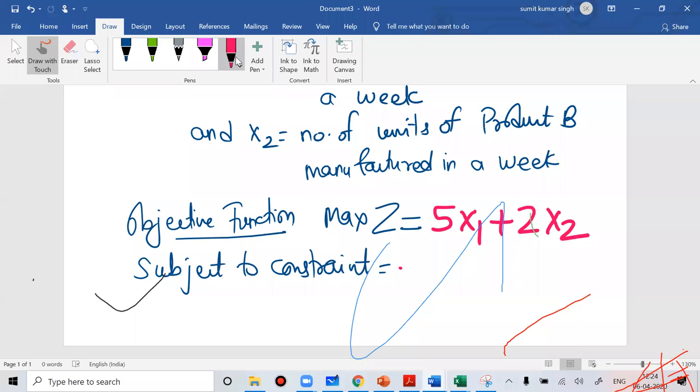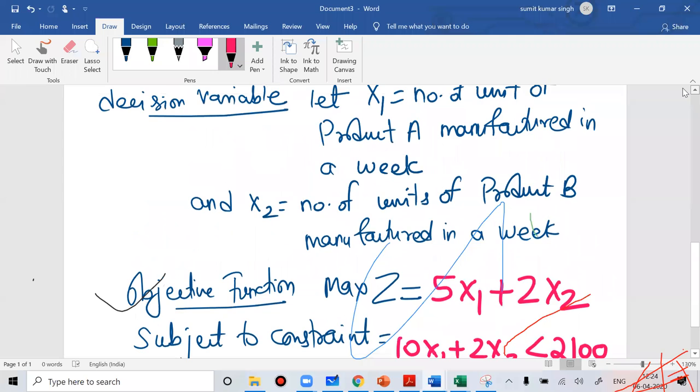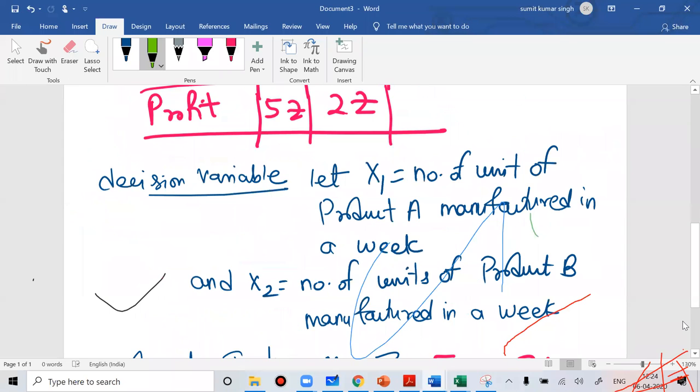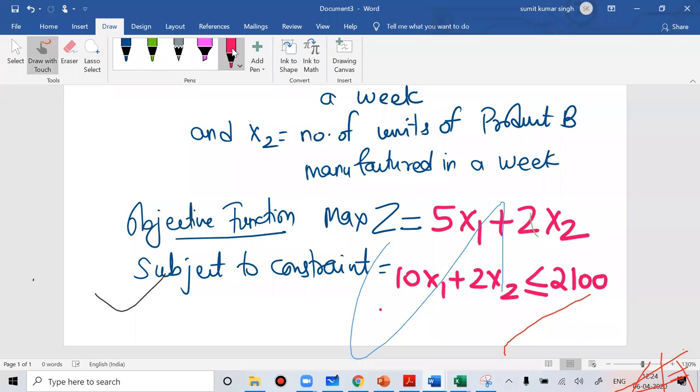So I'll write 10x1 plus 2x2. The maximum I can use is 2100 minutes. This is my first constraint. Then I write my second constraint, that of raw material: on one unit of A I need 1 kg, and on one unit of B I need 0.5 kg, and the maximum I can use is 600 kg. So for raw material I'll write 1x1 plus 0.5x2 is at most 600 kg. This is my second.